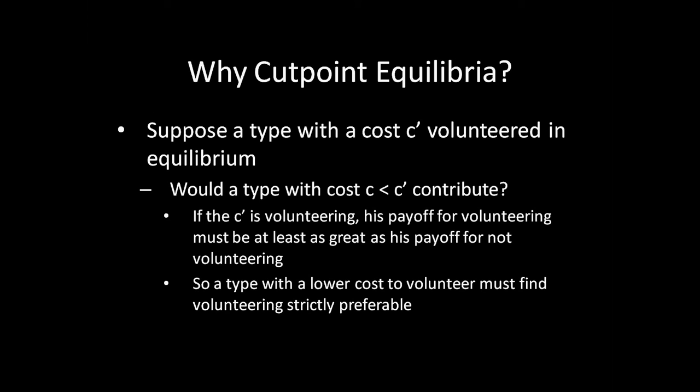It's less costly for him to volunteer than the C prime type, and the C prime type was willing to volunteer. So if you have a cost less than your friend, and your friend is willing to volunteer, then you should be willing to volunteer at a lower cost. And so that's why we get these cut point equilibria, where everyone below that threshold needs to be contributing or volunteering, and everyone above is not going to be volunteering.